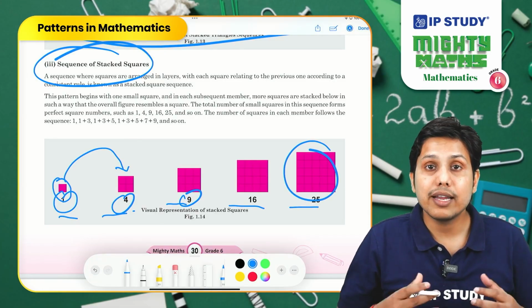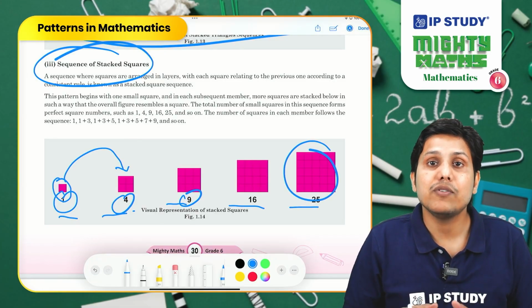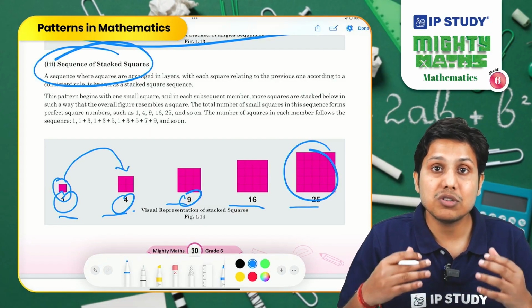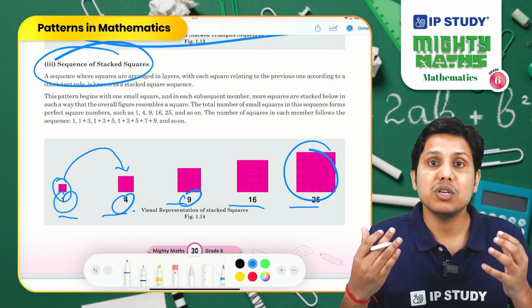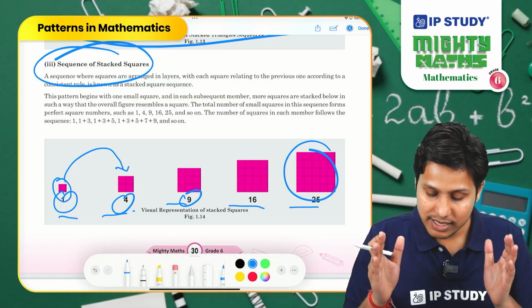So students, again, these number sequences correspond to square numbers. So stacked squares show a relationship with the square number sequence. Isn't it interesting? Yes.